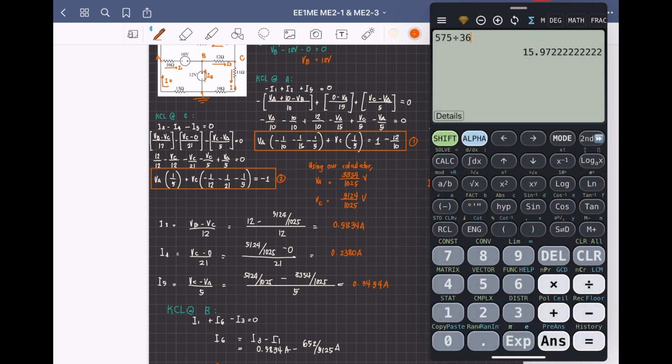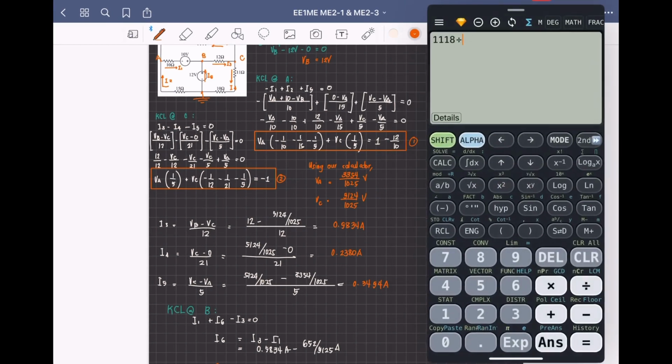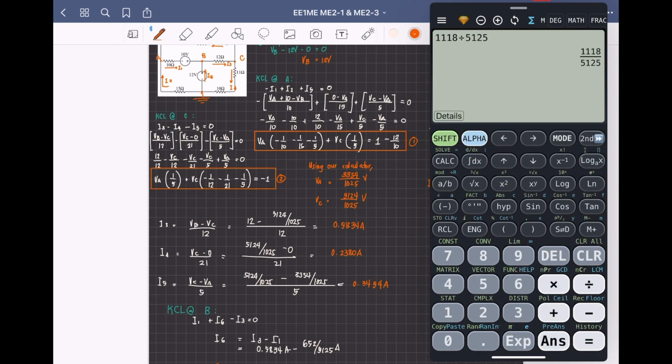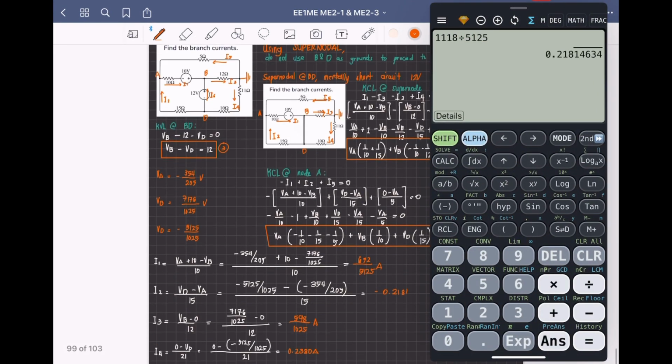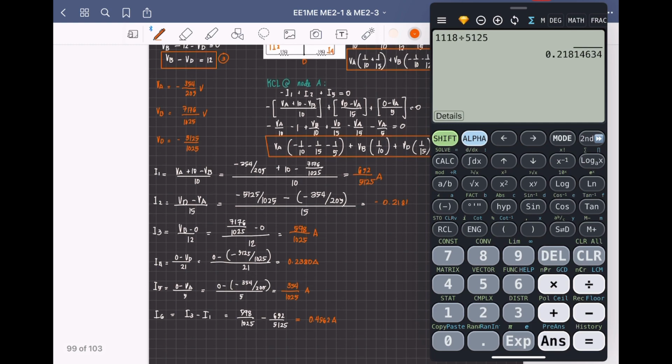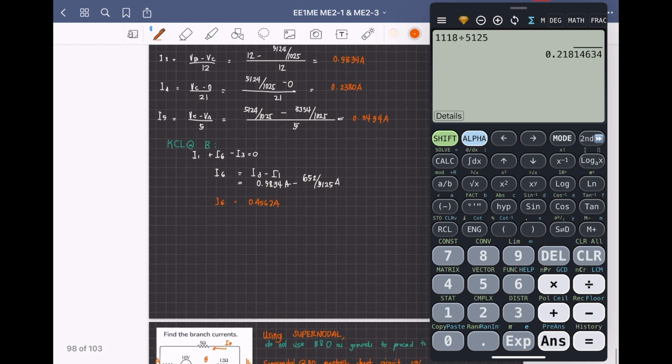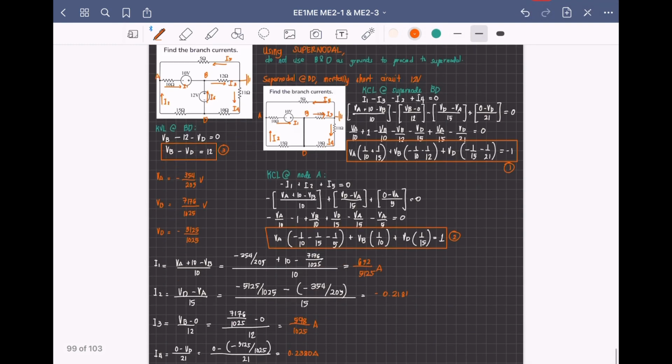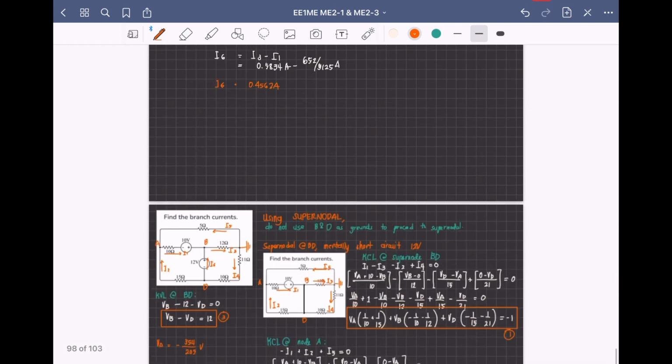Mode math. 1118 divided by what? Divided by 5125. Okay. In decimal, that's 0.2181, which is similar to what we have. Negative din ba? Okay, correct. Negative. And then you have I3.